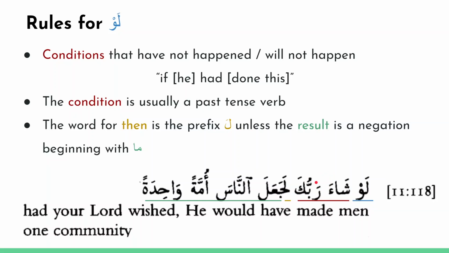But if he had wished it, لَجَعَلَ النَّاسَ أُمَّةً وَاحِدَةً. Then he could have made humankind one community. Okay, so what this is saying is, if your Lord had wished, he could have made humanity one community. But we know from this construction that is not what he wished, and as a result, that is not the case with humanity. Okay, so hopefully that makes sense. It's just an application of these rules over here, and that is how you use the word law.